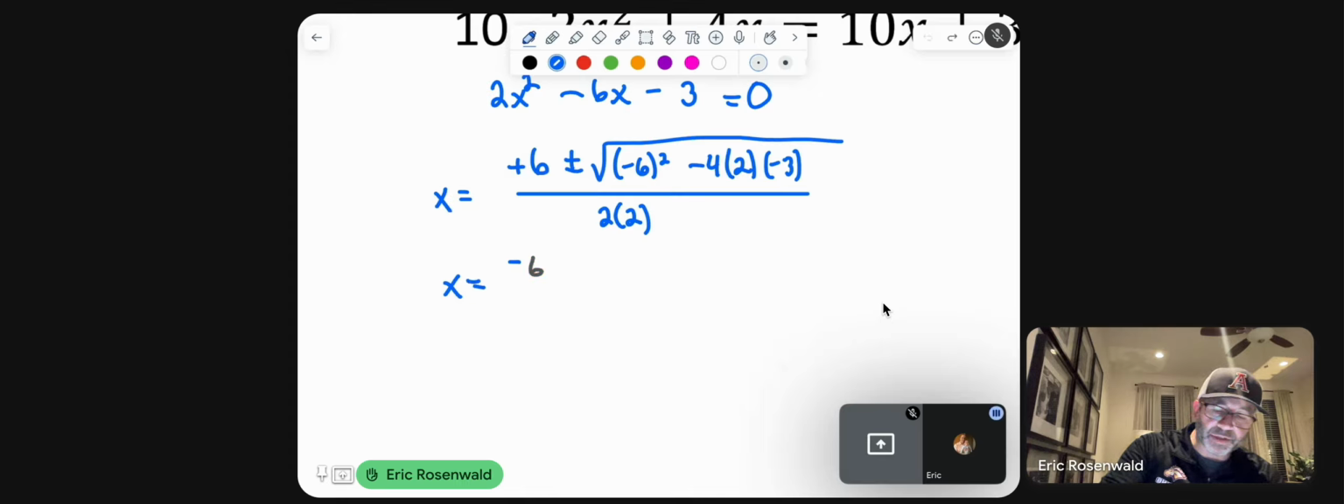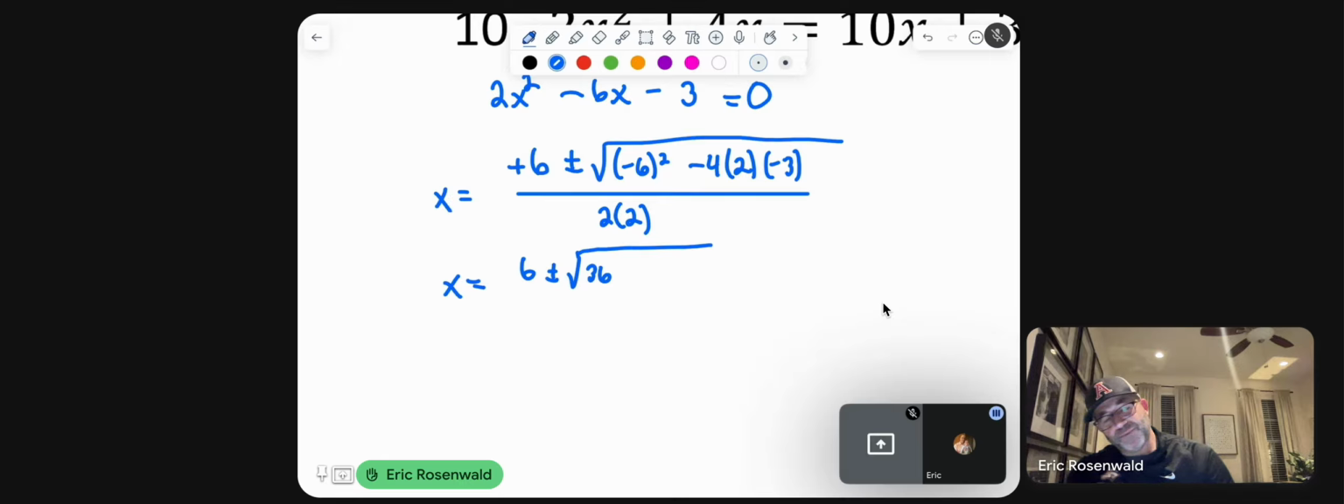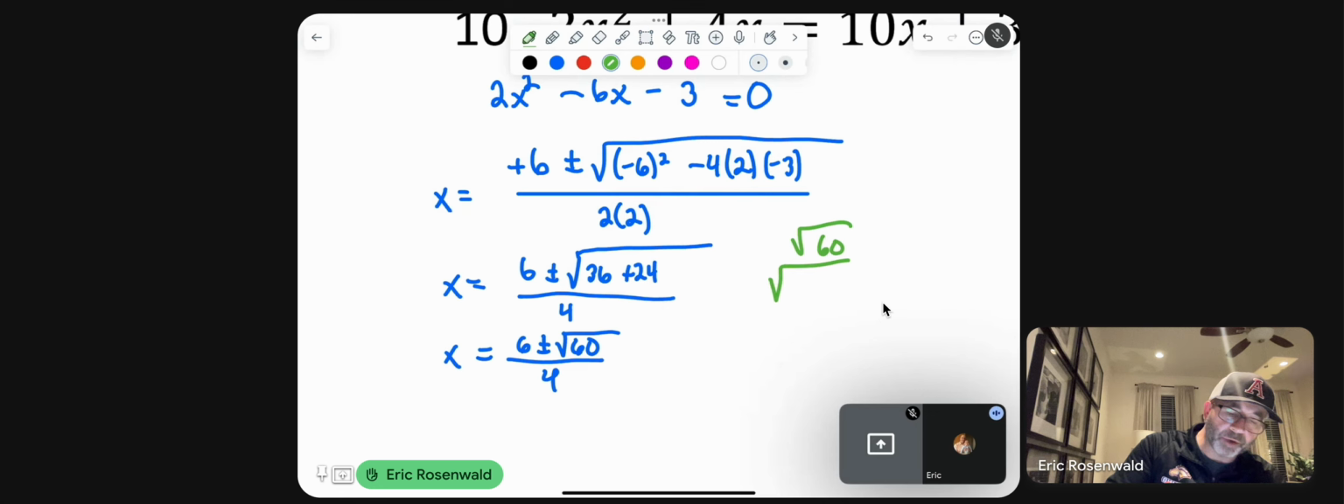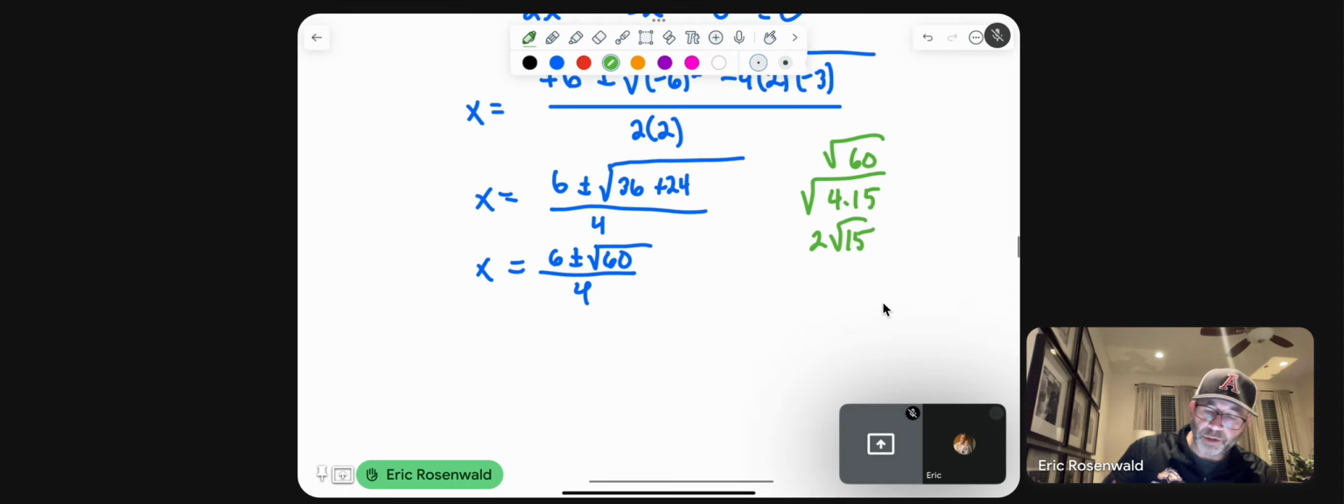So we have positive 6 plus or minus the square root of, this is going to be 36. 4 times 2 times 3, that's 24. So it's going to be plus 24 over 4. So we have x equals 6 plus or minus the square root of, that's what, 60 over 4. 60 can actually be reduced, so we're going to have 60. We can break that up into 4 and 15, which will be 2 root 15. So we're going to have x is equal to 6 plus or minus 2 root 15 over 4.